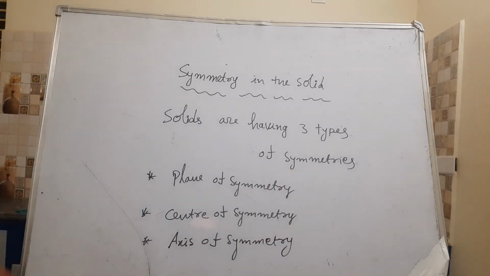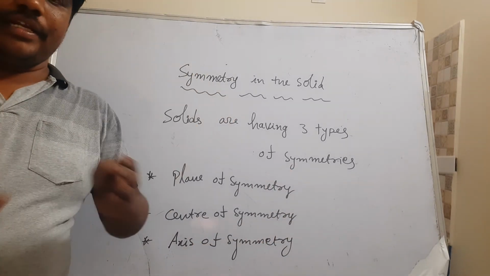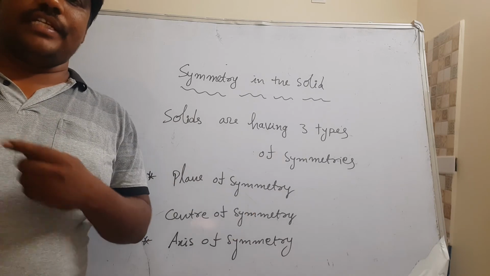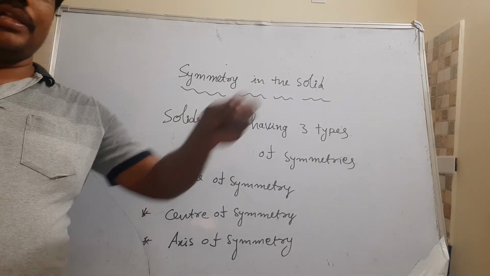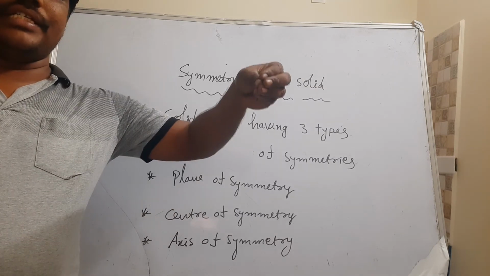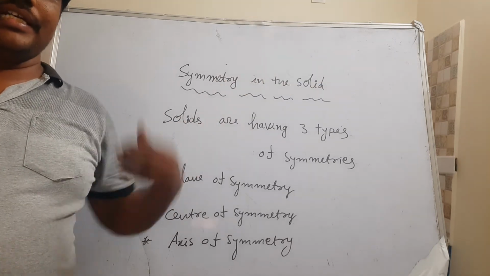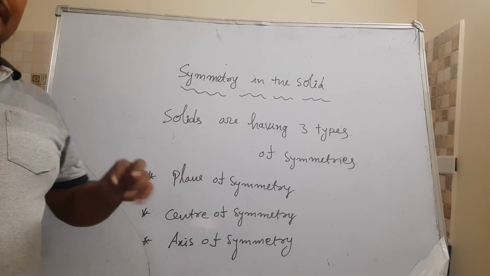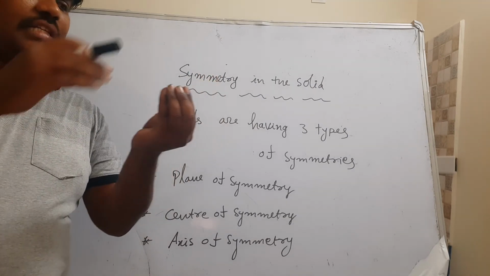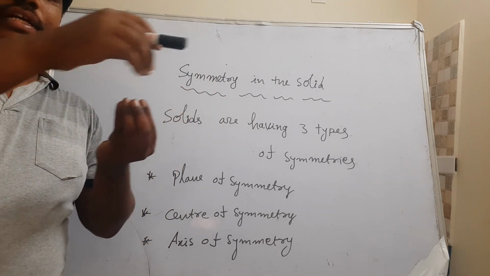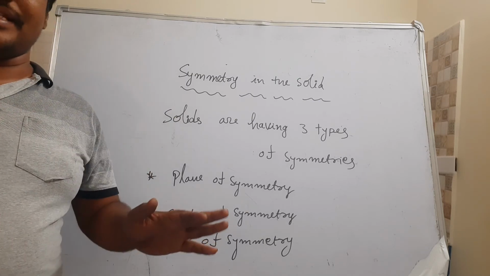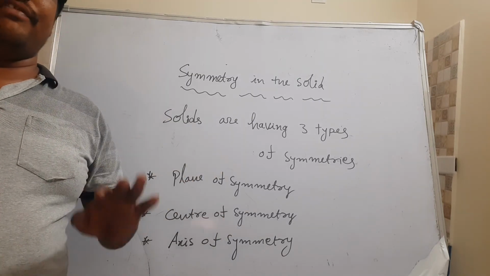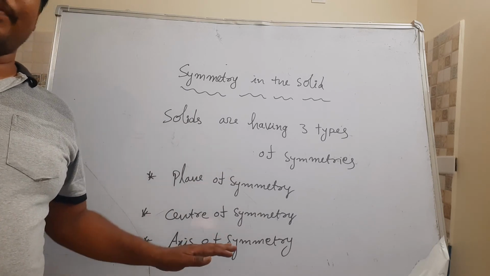Plane of symmetry means you cut any solid through any plane and you get two identical halves. It is nothing but a plane of symmetry. Center of symmetry: all the entities are at equal distances from the center of the solid. Axis of symmetry means you rotate the solid about any axis through 360 degrees and you get different symmetrical forms. No need of any definitions. These symmetries are possible.